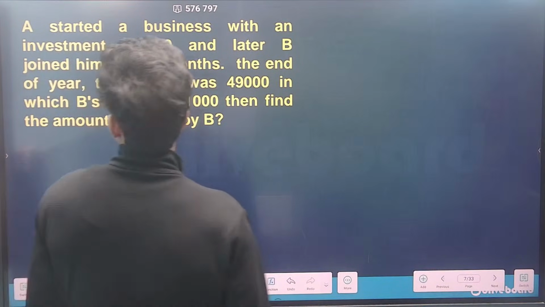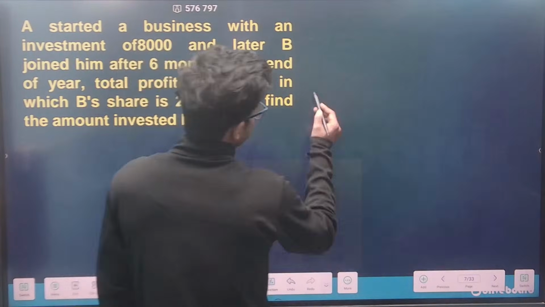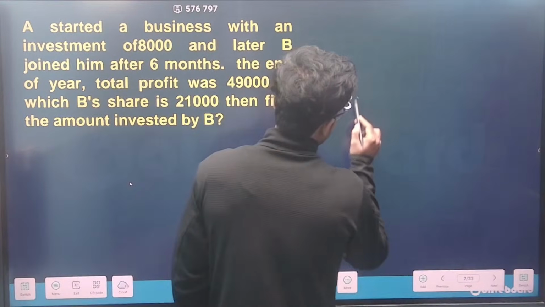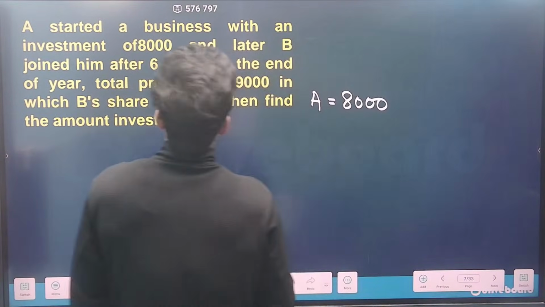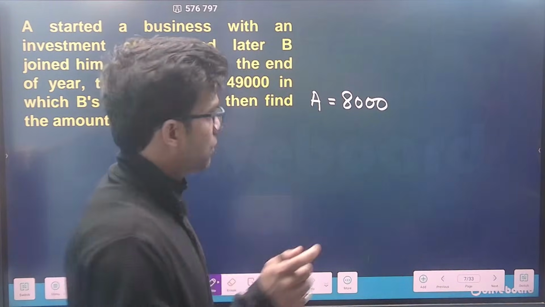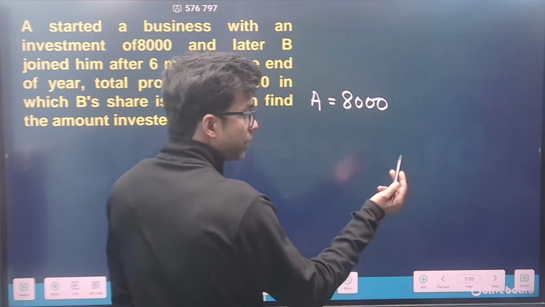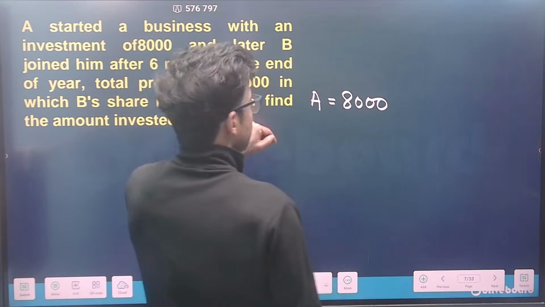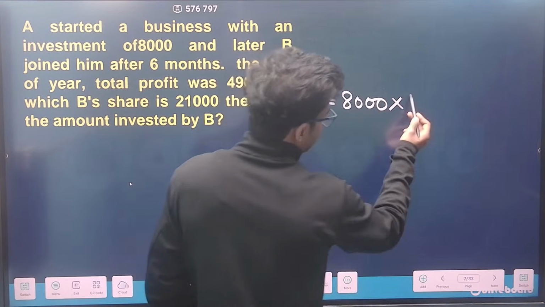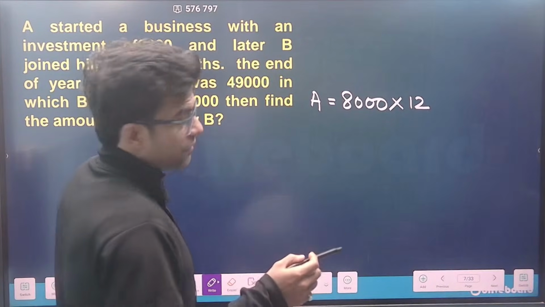A started a business with an investment of 8,000. So I would write down here that A started a business with an investment of 8,000. And later B joined him after 6 months. So now see the point. A did the business for how much time? B joined him after 6 months. Means A put this investment for 12 months, right? And the problem with B was that B joined this investment after 6 months.